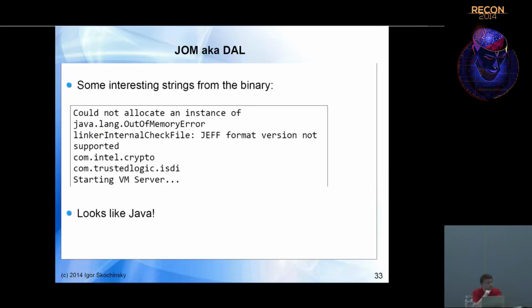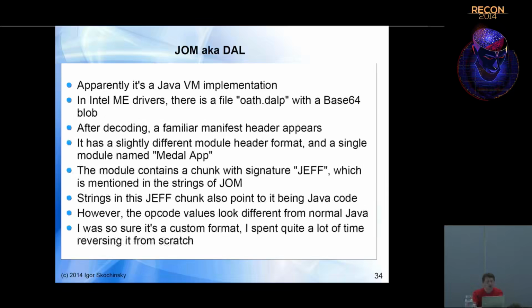So let's see what we have inside. Of course, the best thing to start with is to run strings on the binary. And if you run it, we have some interesting strings like java.lang.OutOfMemoryError, starting VM server, could not allocate instance of. So yeah, Java, of course, is a very big hint, and also the class names. Apparently it's something like Java inside. I looked at the code, and yes, it does seem to be something similar to Java.